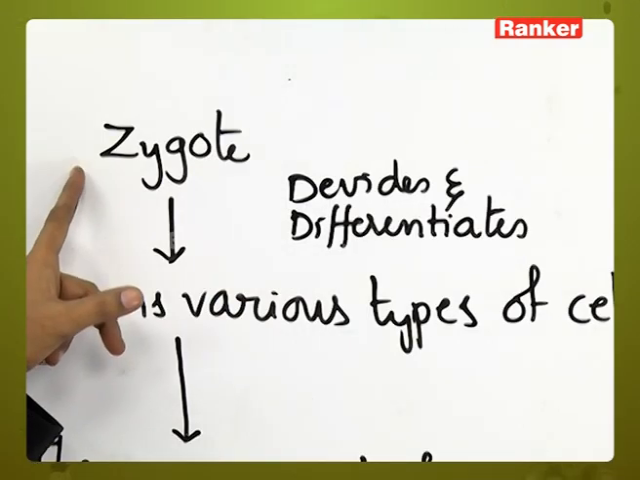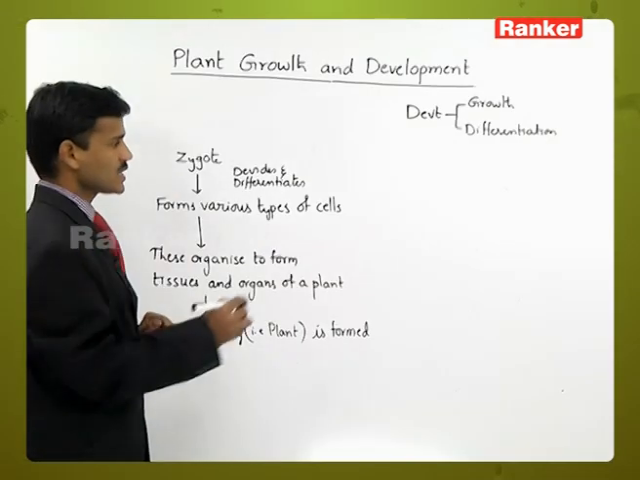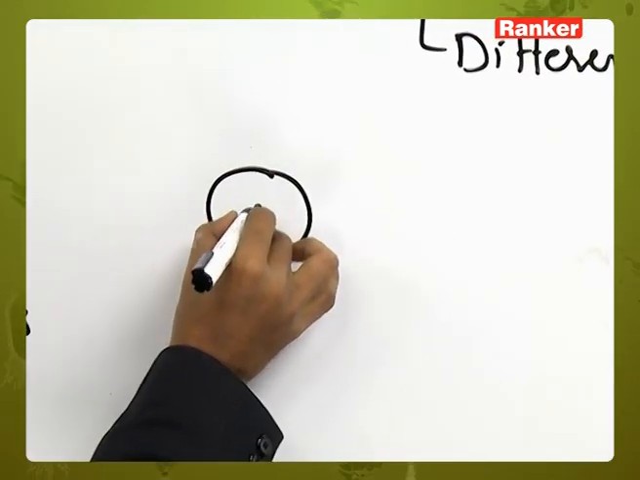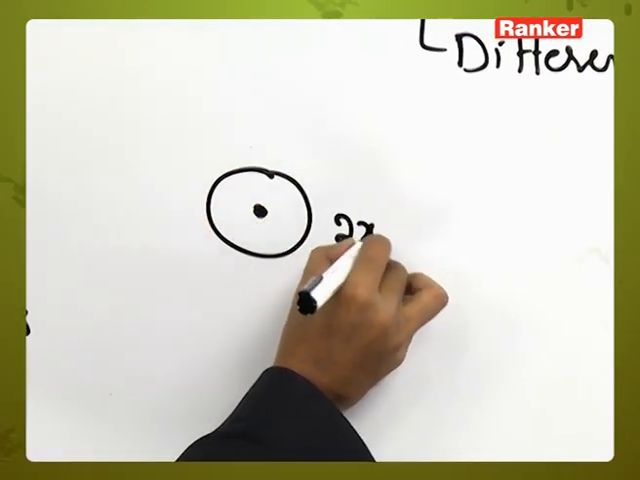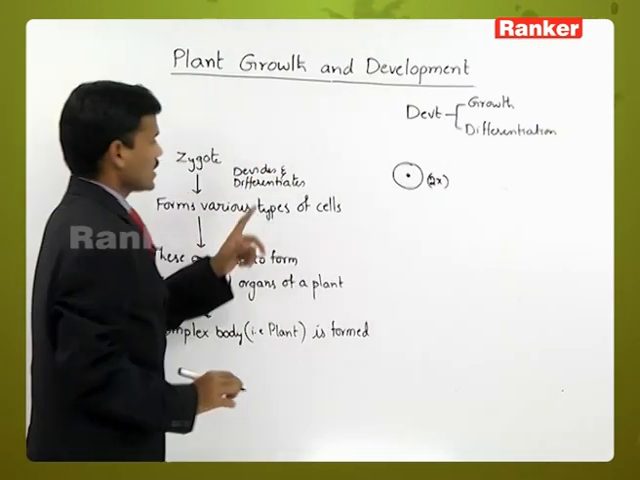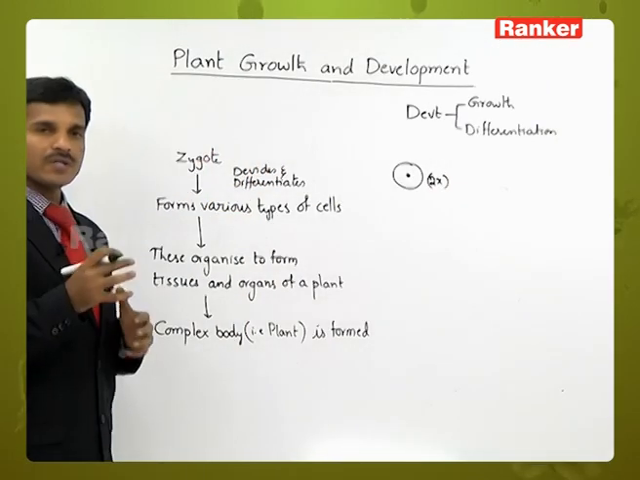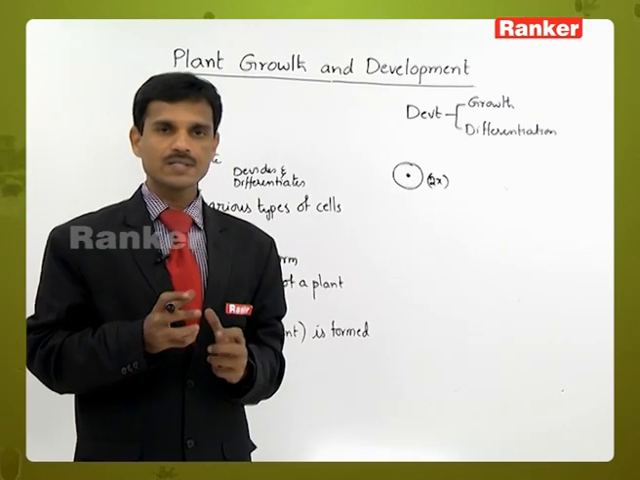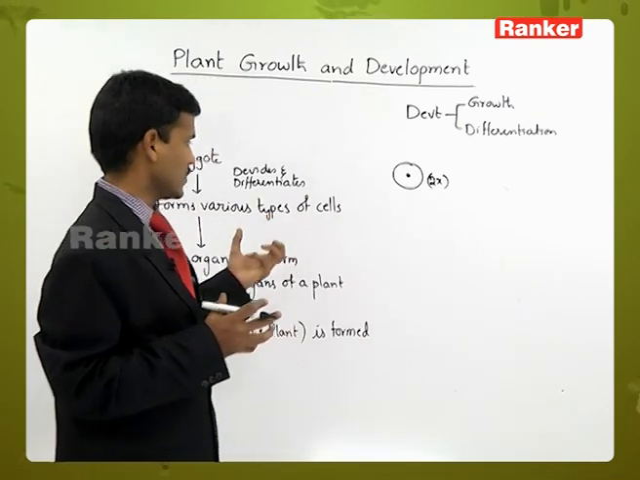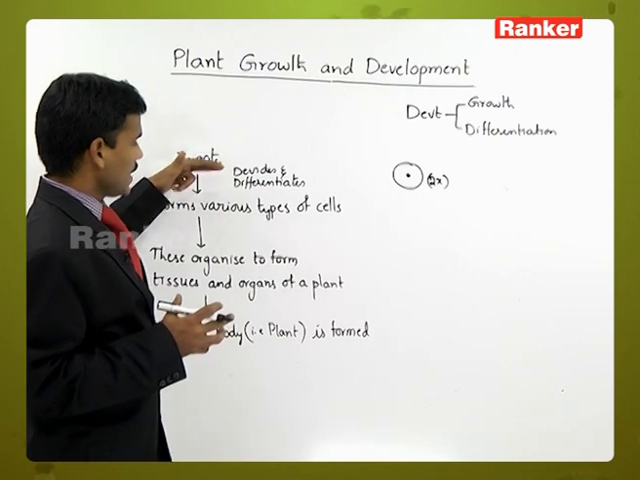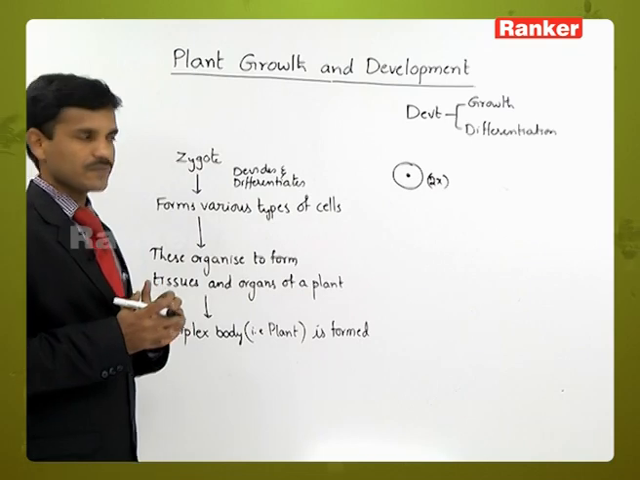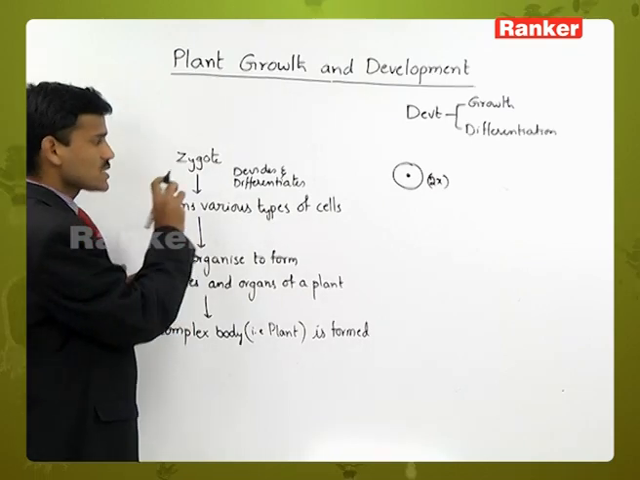So the zygote is dividing. It is a single cell, generally diploid. Once it divides, two cells are formed, then 4, 8, 16, and a number of cells are formed. When it is repeatedly divided, many cells are formed. But all the cells are not the same.